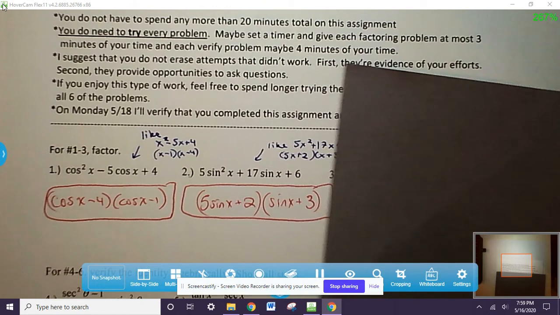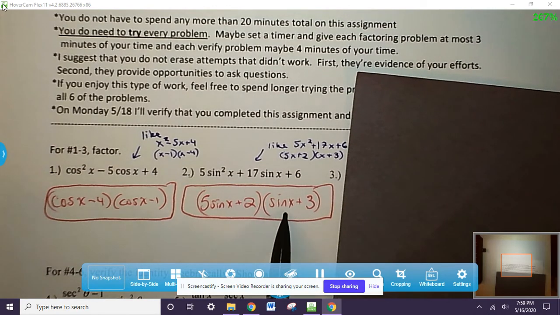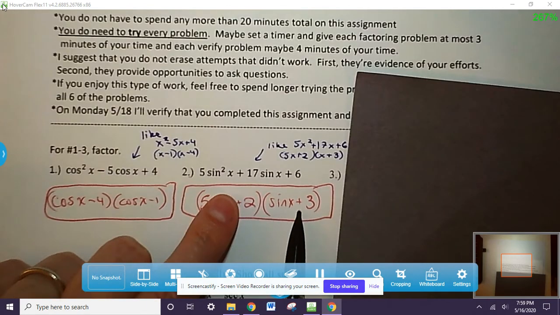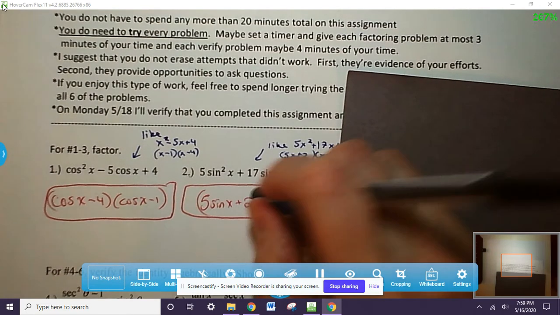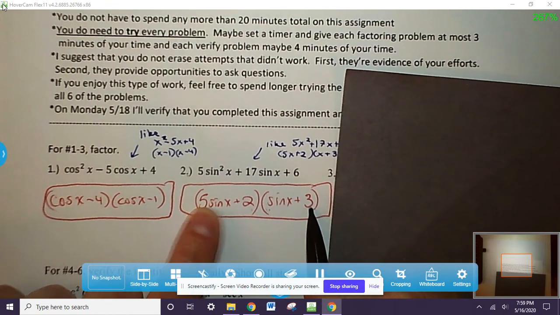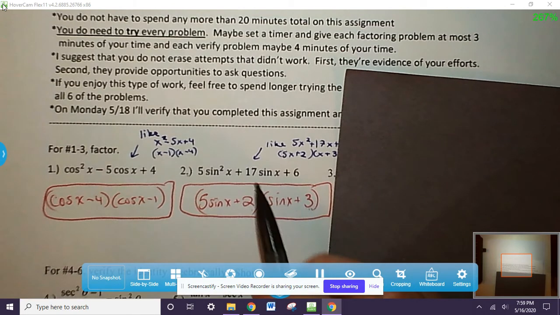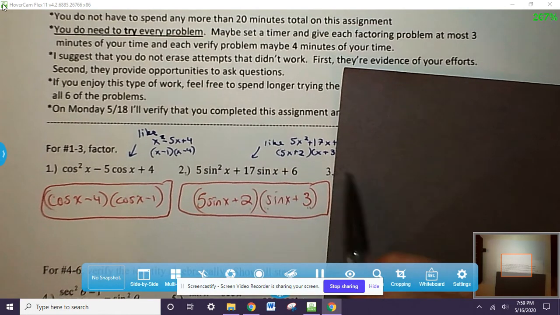All right, you should get this. And again, it's okay if your factors are in the other order because multiplication is commutative. But the 2 has to be with the 5 sine x and the 3 has to be with the 1 sine x in order to make your outers 15x and your inners 2 sine x come out to 17 sine x.